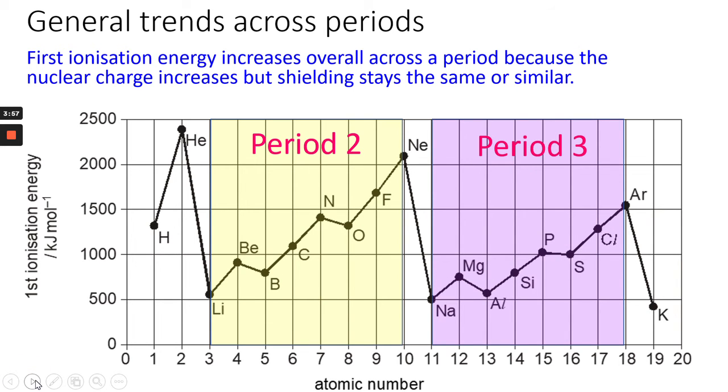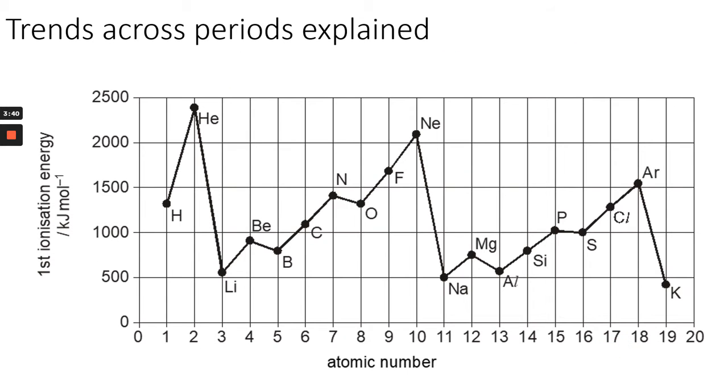The general trend is upwards, and what's happening is the nuclear charge increases. You can see the number of protons plotted along the x-axis at the bottom. As the nuclear charge increases, but the shielding stays the same, the attraction of the nucleus to the outer shell electron goes up, so it becomes harder to remove that outer shell electron. Let's look at a few of the anomalies.